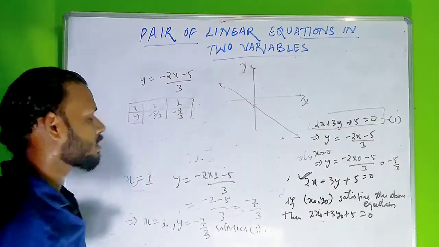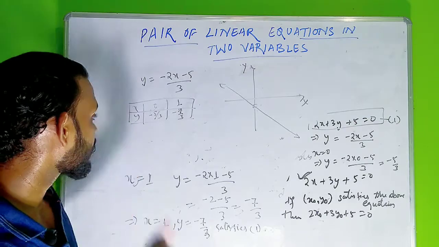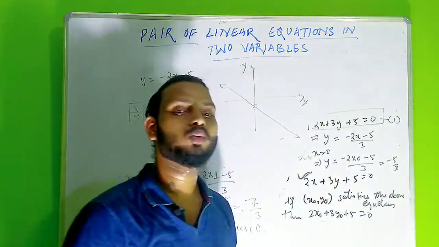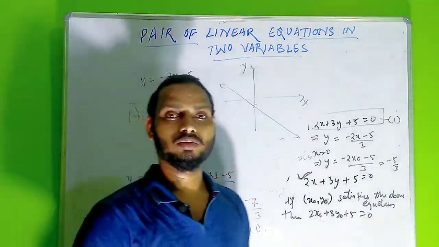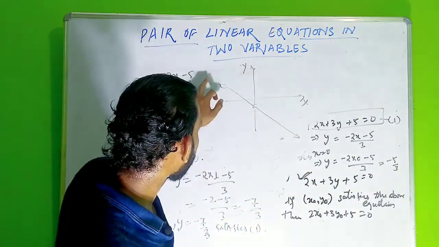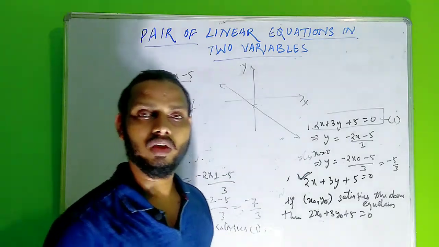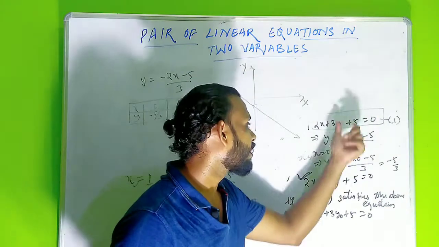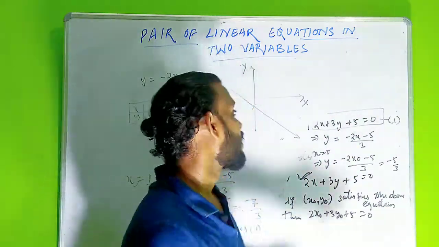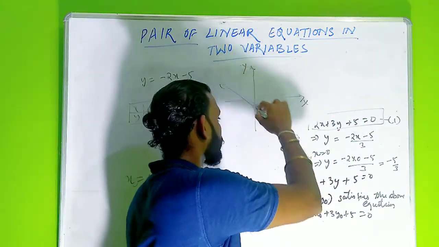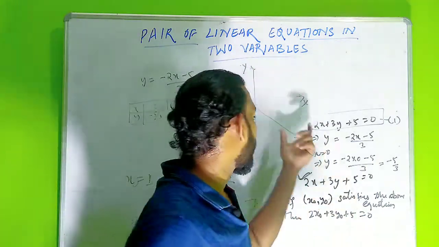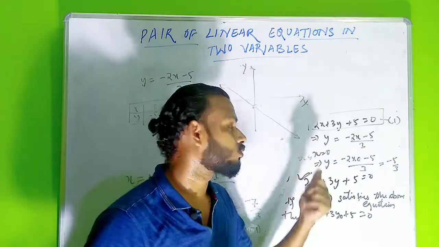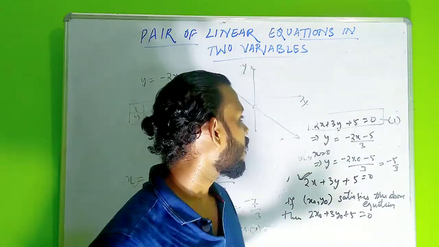Fine. So this straight line represents the equation 2x plus 3y plus 5 equal to 0. That implies any point on this straight line will satisfy my equation 1. So yes, the (x, y) values that are on the straight line are solutions for this equation. Okay, so fine.